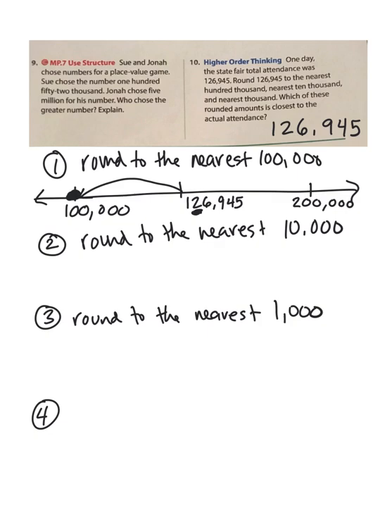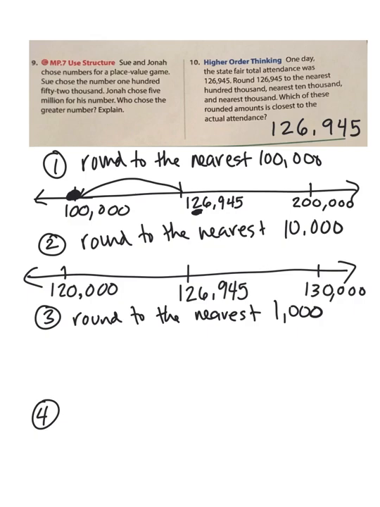Okay, so now we're going to round to the nearest 10,000. So now I have to visualize, is 126,945 closer on my number line to 130,000, or is it closer to 120,000? Okay, so now I need to look at my thousands digit, and since it's greater than 5, it's telling me that I need to round up to 130,000. Okay, 126,945 is closer to 130,000 than it is to 120,000.